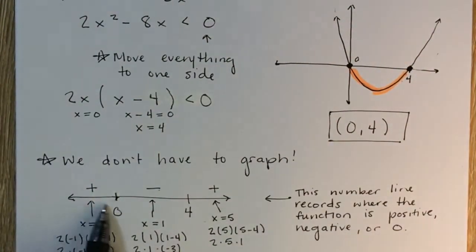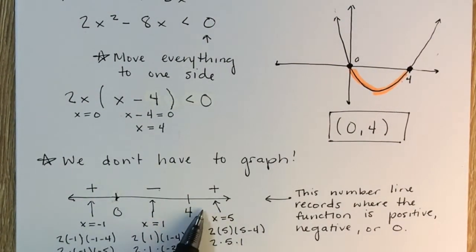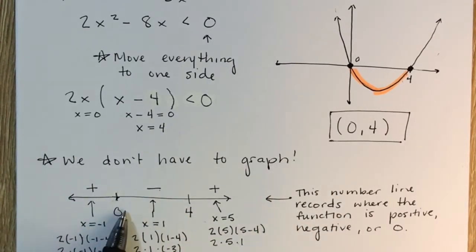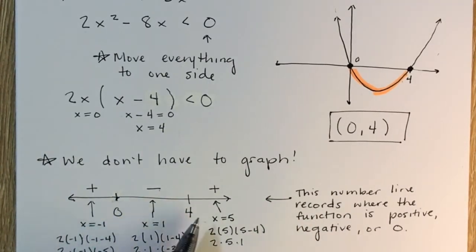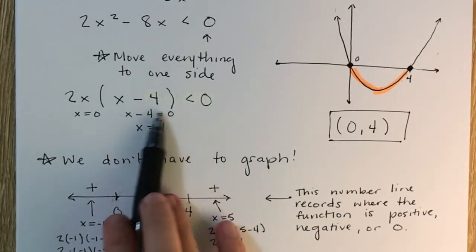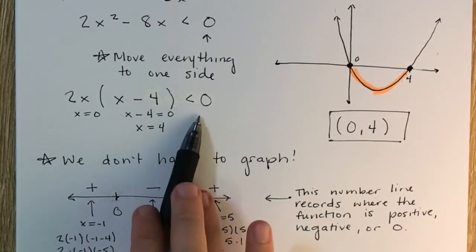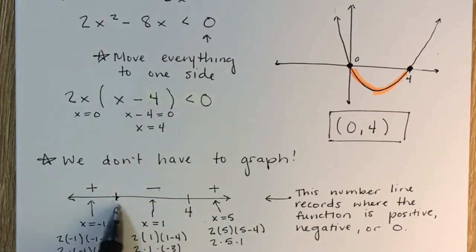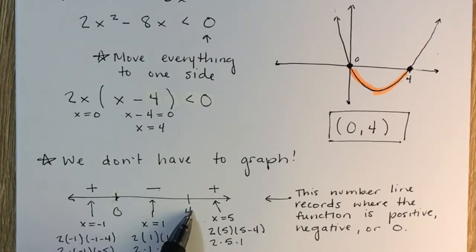So we've consolidated that information onto one number line. All that's left to do is find the interval that we want. We want to figure out where our function is less than 0. So are we going to include 0 and 4? What are the values of the function here? Positive or negative?